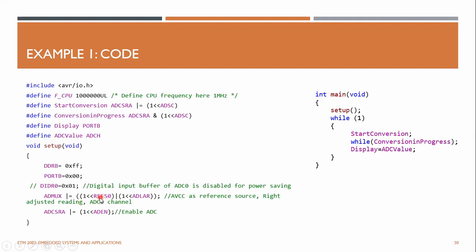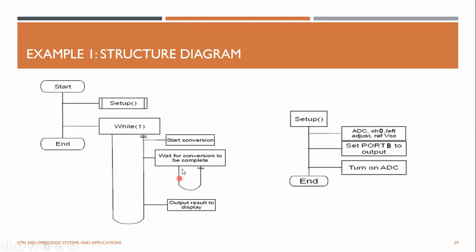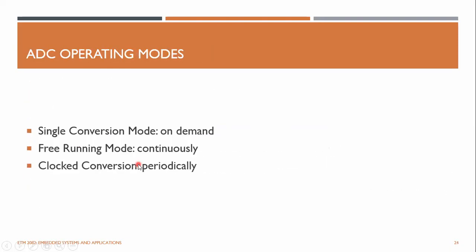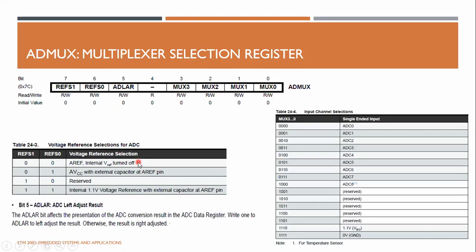But you have to select AVCC. So you have to write REFS0 as 1, right? AVCC should be selected as it is asked to use AVCC as your reference voltage. If you want to select the reference voltage as AVCC, REFS1 should be 0 and REFS0 should be 1 in the ADMUX register. Then you are using the AVCC pin as your reference voltage.